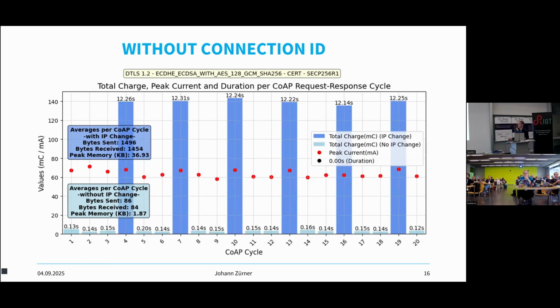That slide actually shows the connection ID not being activated, and all of the extra power that's being consumed, that's the height of the bars, shows the actual charge in millicoulombs being used, and the time that took: 12 seconds for the connection to be reestablished. In reality, it would be much longer because there would be retries, which I wasn't using.